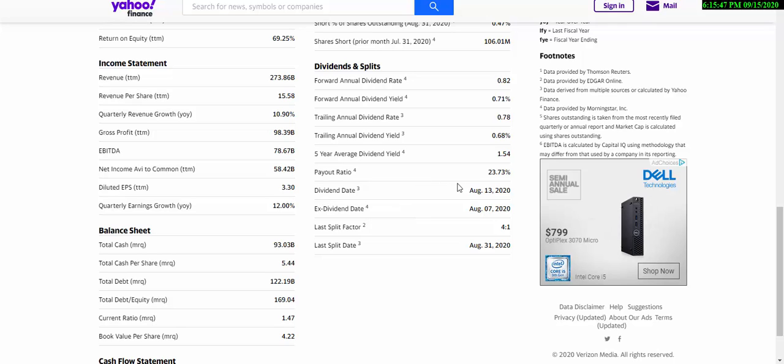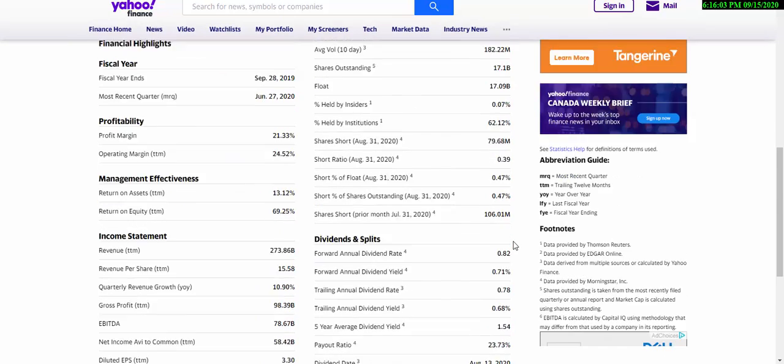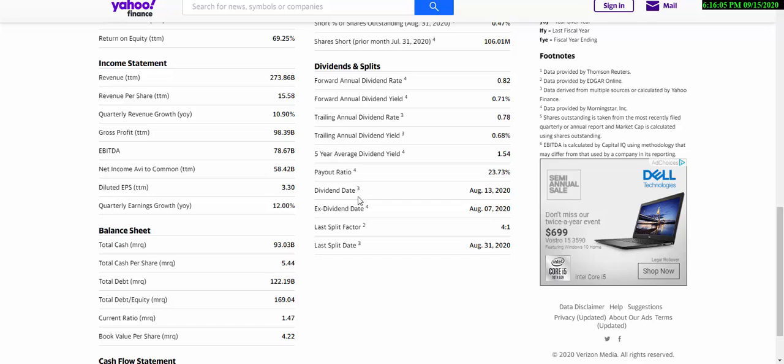This is the date they will pay the dividend to their investors. This is the ex-dividend date, which is the last day you have to have your share so you can have the right to receive that dividend. And well, basically this is all the information that we have about the dividend in this website.